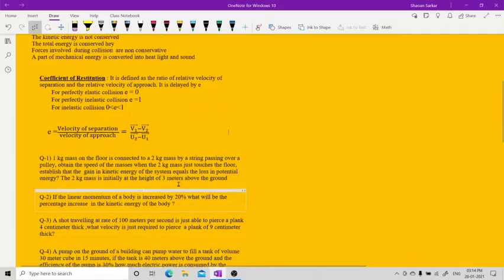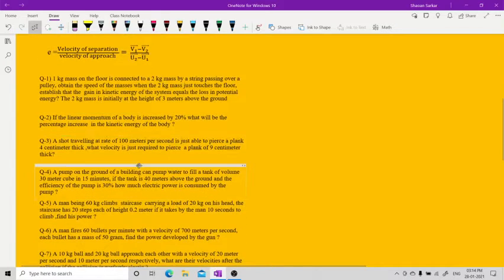The second question: a shot is traveling at a speed of 10 meters per second and is just able to pierce a plank of 4 centimeter thickness. What velocity is just required to pierce a plank of 9 centimeter thickness?